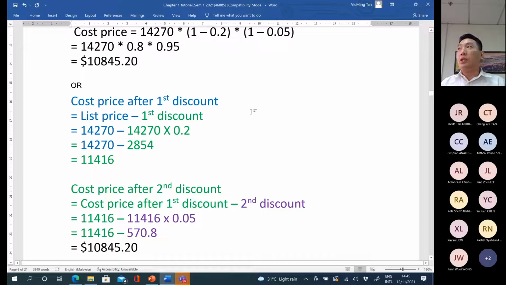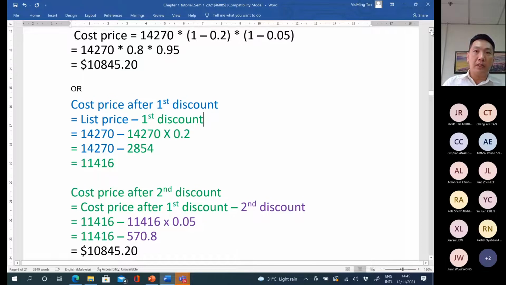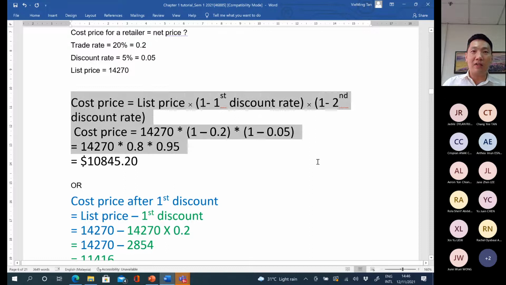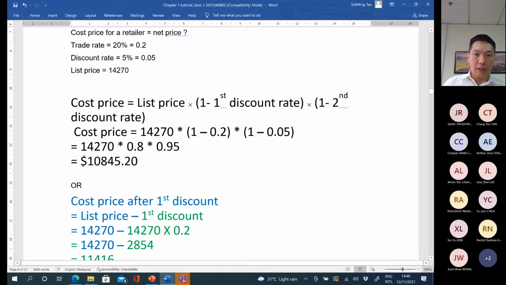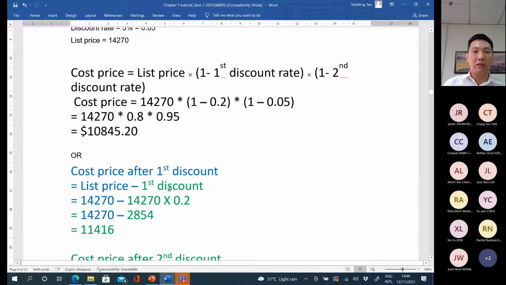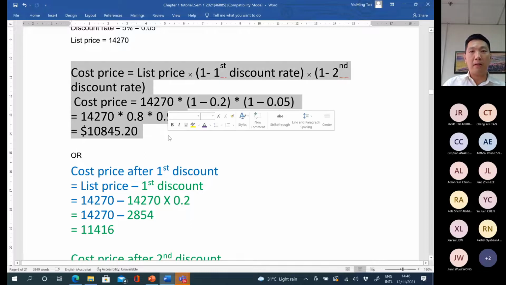So usually if the question involves more than one discount, I prefer to use this method so that it's faster to get the answer. If more than one discount, I use this method. If only one discount, I will use this method to get the answer. Okay. So it's up to you, but in fact, the first method is faster.